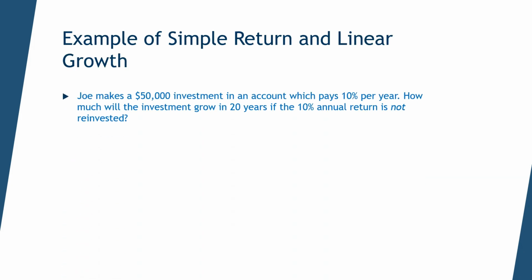Let's just look at an example of a simple return and how that generates linear growth. So Joe makes a $50,000 investment in an account which pays 10% per year. How much will the investment grow in 20 years if the 10% annual return is not reinvested? So all we do is take the $50,000 investment and add the gain to that. The total gain over that 20 years is just 50,000 times the 10% per year times 20 years. And then we add that to the original amount, and we get $150,000.